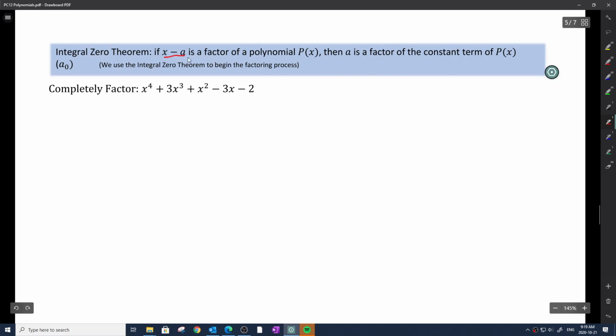All right. We use the integral 0 theorem to begin the factoring process. So, if x minus a is a factor, then a, so this a corresponds to this a, we're talking about the same a. If x minus a is a factor of the polynomial p of x, then a is a factor of the constant term. So, really, here's my constant term. I'm looking for possible factors to start factoring this completely, right?